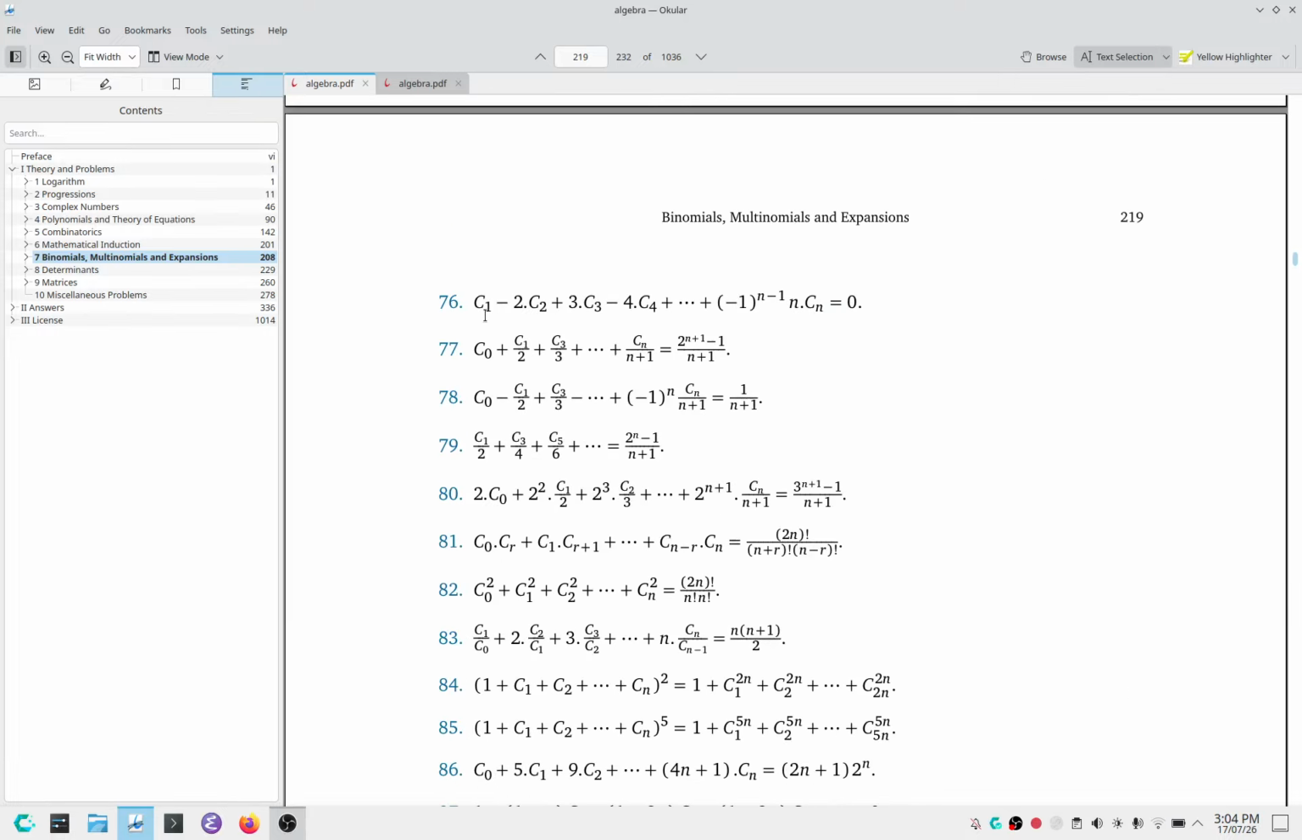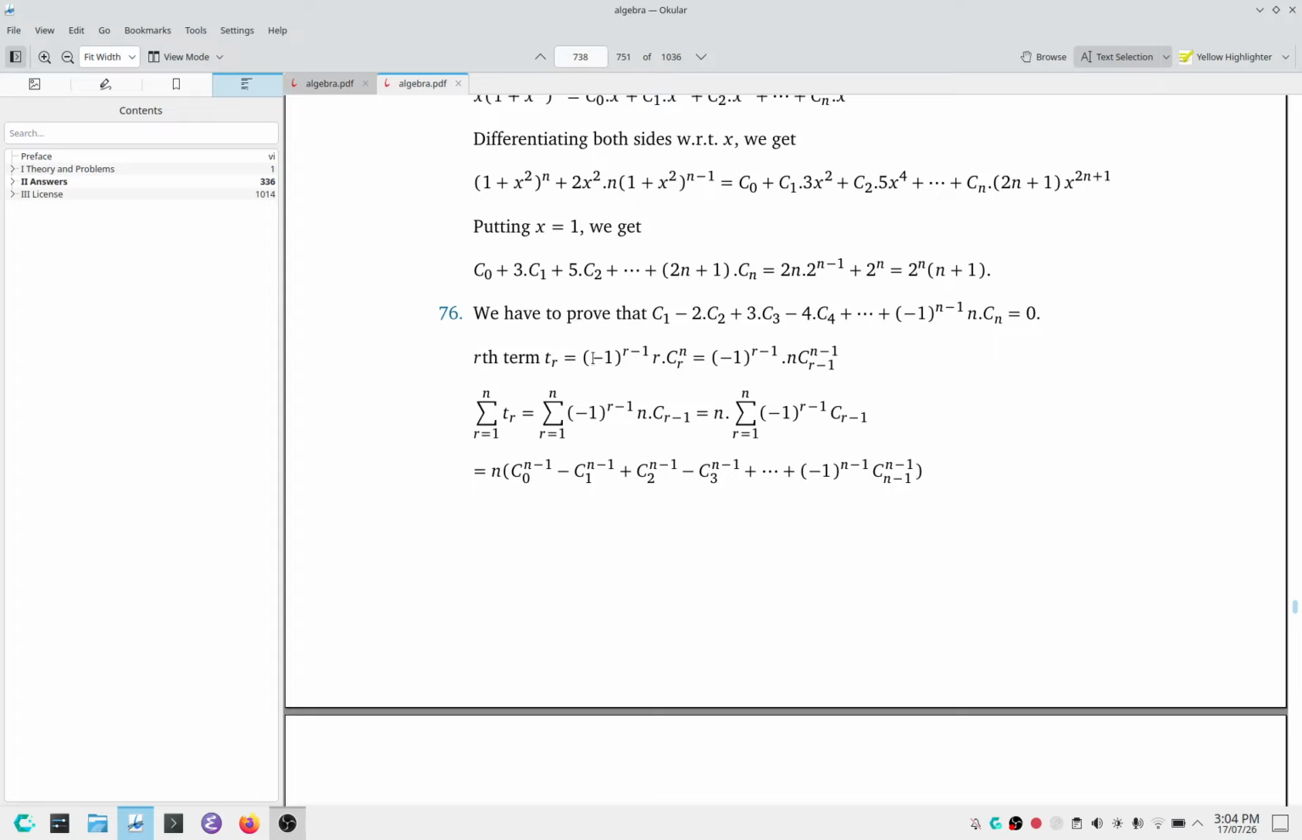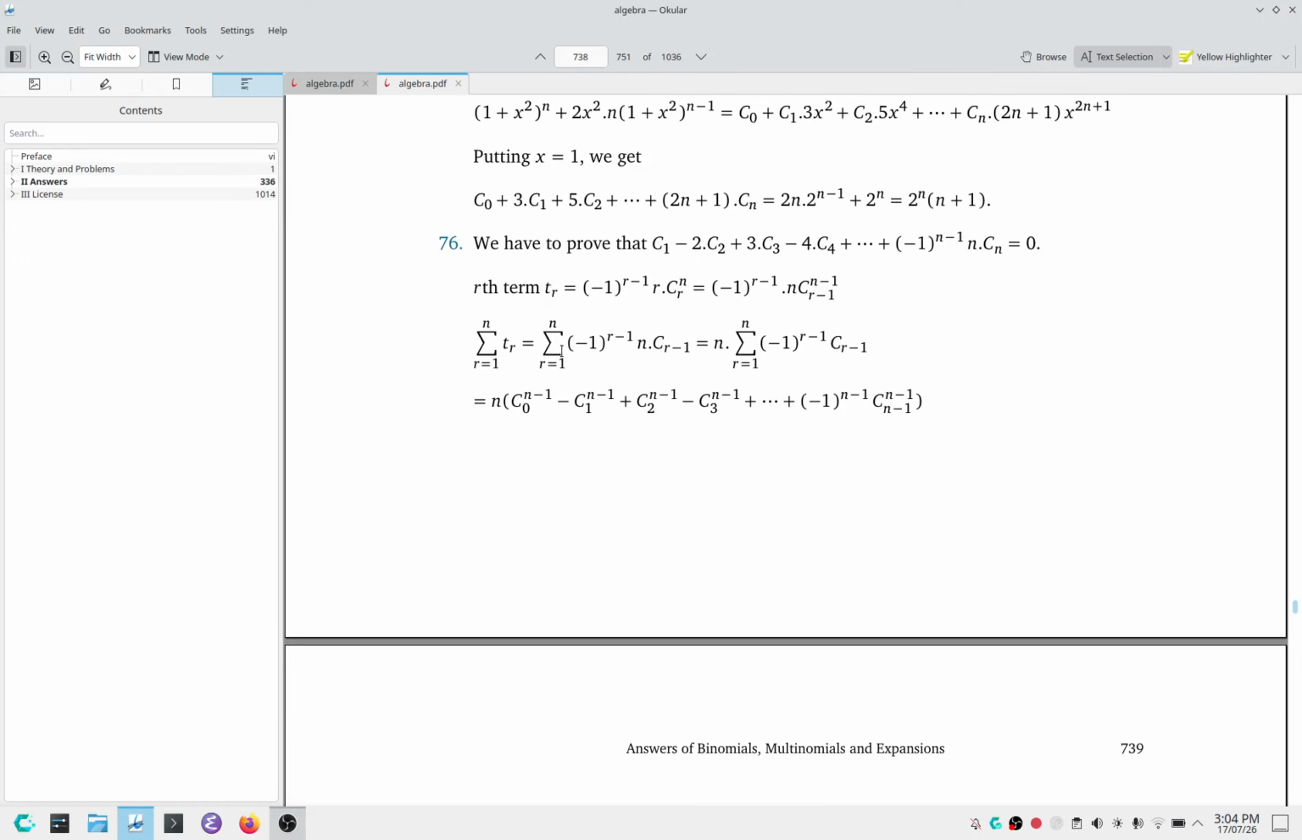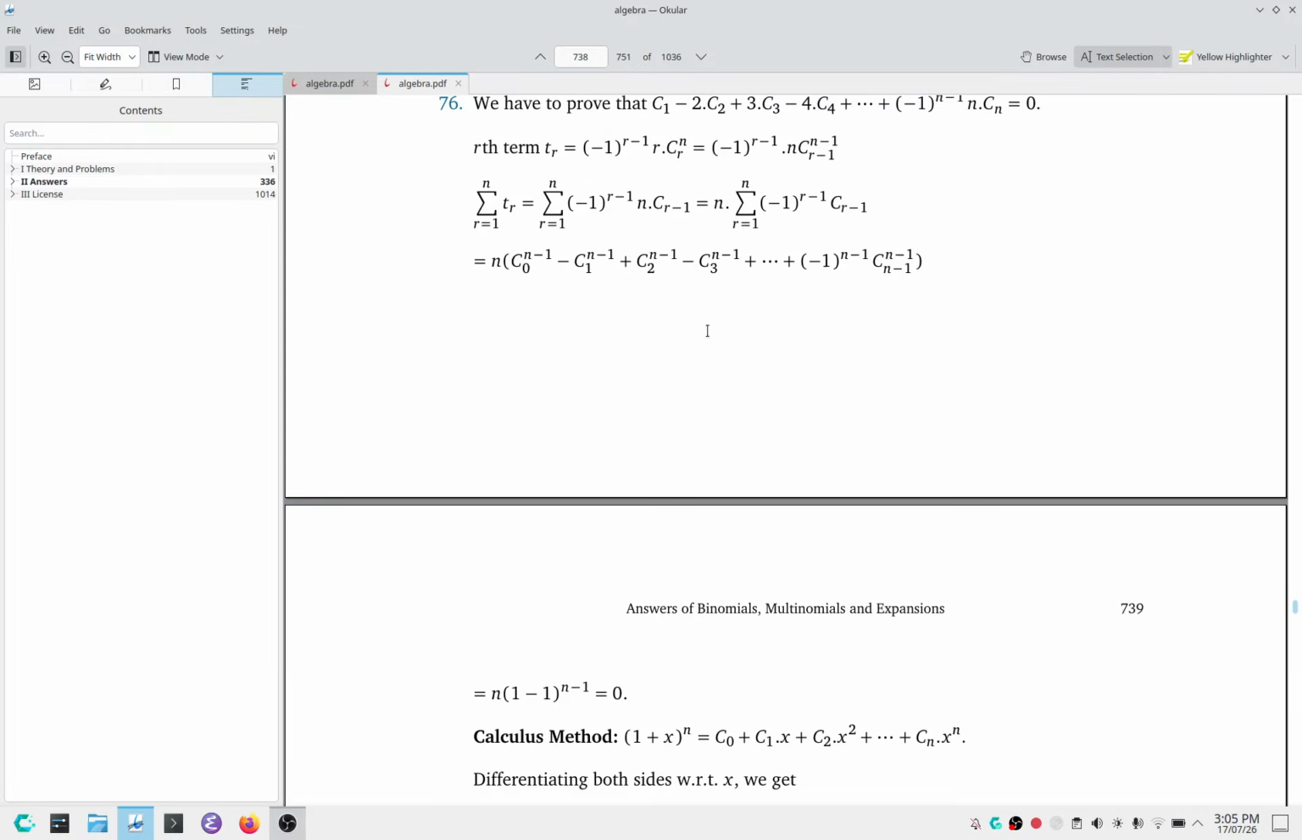Question 76 says that we have to prove that c1 minus 2c2 plus 3c3 minus 4c4 up to minus 1 to the power n times n cn is equal to 0. So TR here is (minus 1)^(r-1) r C(n, r), or n C(n-1, r-1), which is equal to (minus 1)^(r-1) n times C(n-1, r-1). So we put it in sigma for r is equal to 1 to n. We get n times sigma r is equal to 1 to n of (minus 1)^(r-1) C(n-1, r-1).